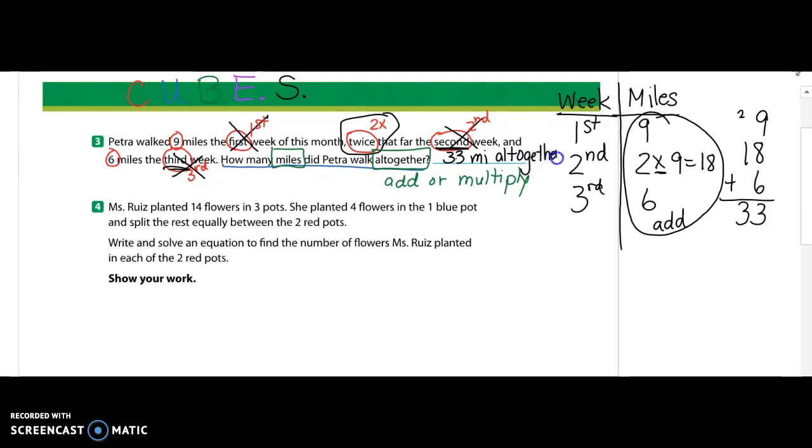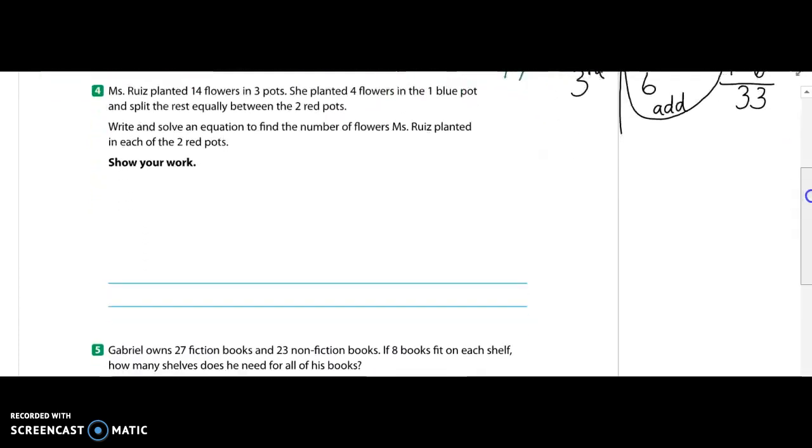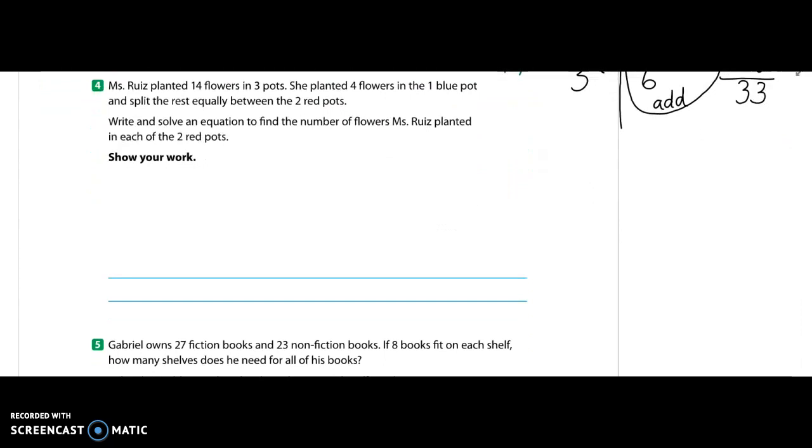Now let's keep trying this strategy, CUBES, for another problem, number 4. Let's move on to number 4 and take a look at that problem. Miss Ruiz planted 14 flowers in 3 pots. She planted 4 flowers in the blue pot and split the rest equally between the red pots. Write and solve an equation to find the number of flowers Miss Ruiz planted in each of the 2 red pots. Okay, again, let's use CUBES.